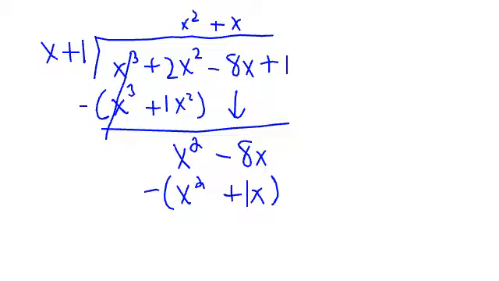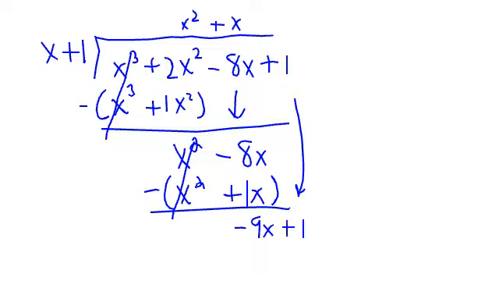Again, of great importance that you have your x squared minus x. That cancels out. And let me draw the line. And you have negative 8 minus 1. That makes negative 9x. And we're going to drop down the 1. Plus 1.